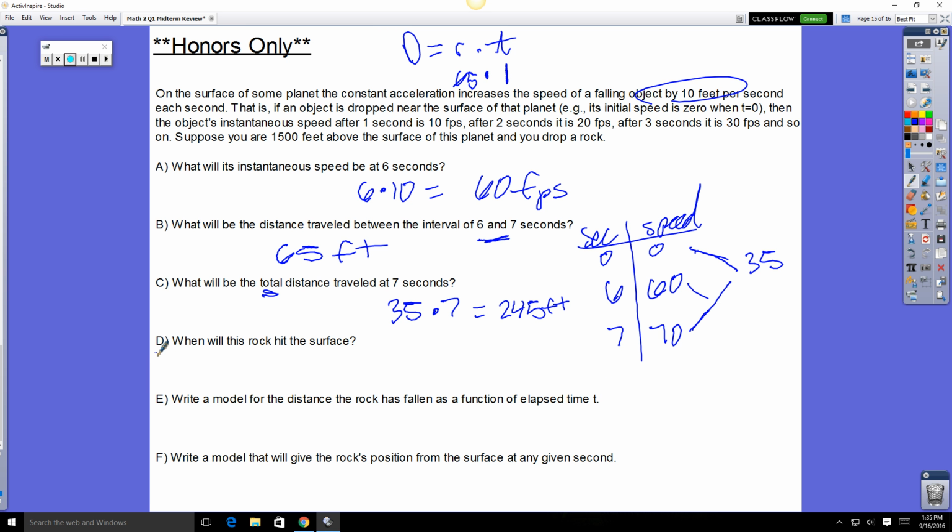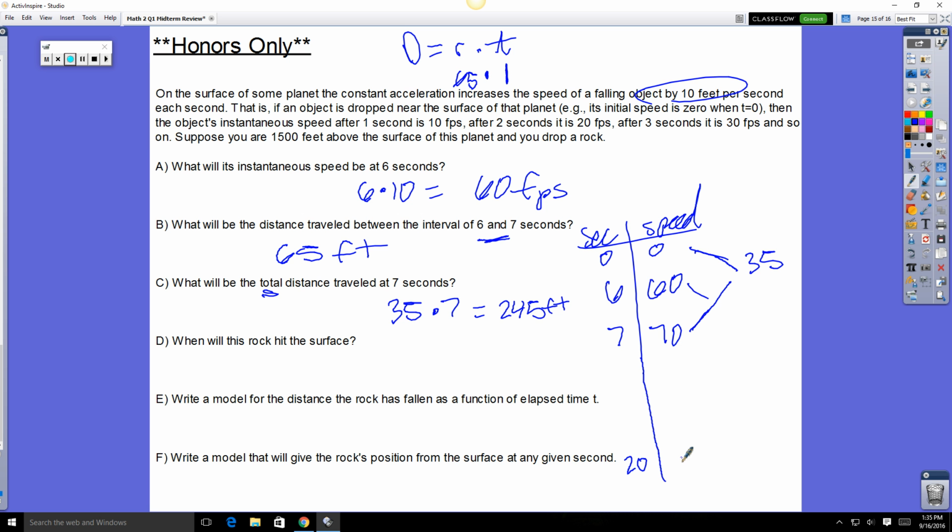Okay, question D, when is this going to hit the surface? At the 7th second, we have only traveled 245, and we need to travel 1500, so I think it's going to take a while. Let's tackle this one right now. Maybe 7 seconds didn't go much. Let's jump clear to 20 seconds and see where it's at.